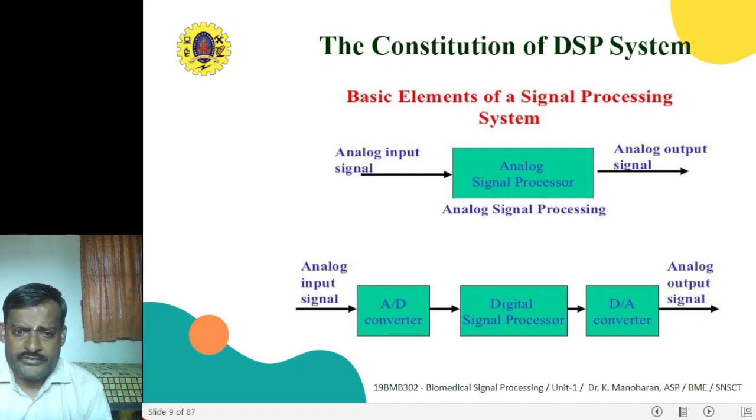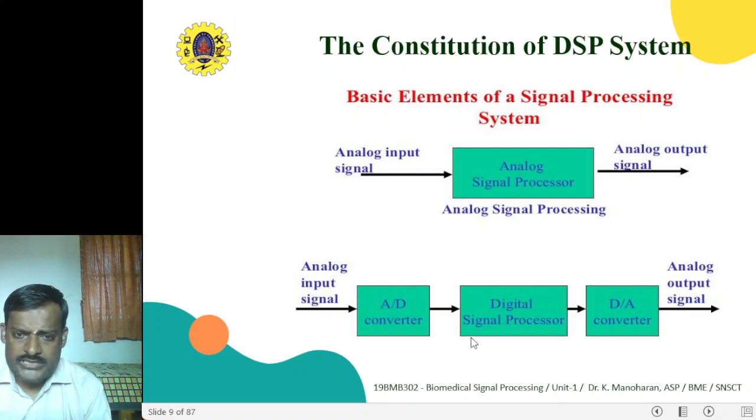Let us see the different types of analog system and digital system. Look at the first one. This is an analog signal processing system. The input will be given as an analog input, and we also get the output in analog form. The real world signals are already analog, so we feed the input directly to the analog system and we get the output from the analog system.